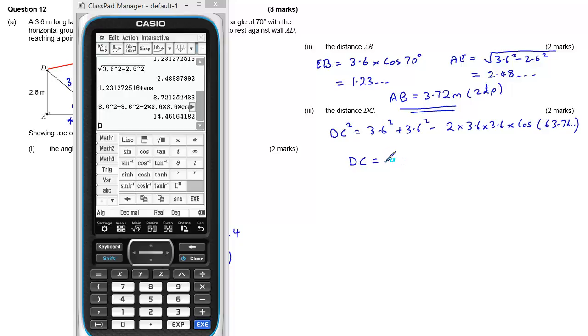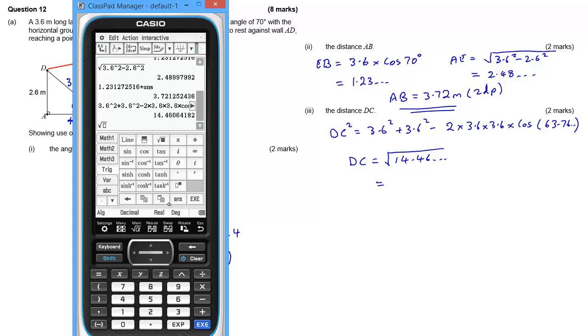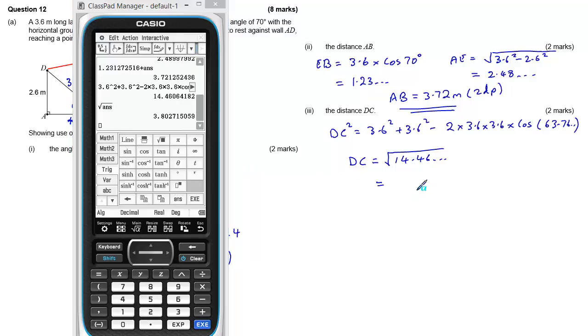So it's going to be the square root of that, isn't it? Because remember, that's DC squared, 14.46, and so on. And so what we now want is the square root of the last answer. And so that is 3.80 meters, correct to 2 decimal places.